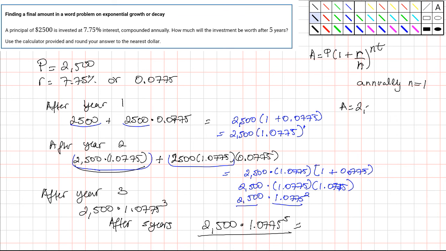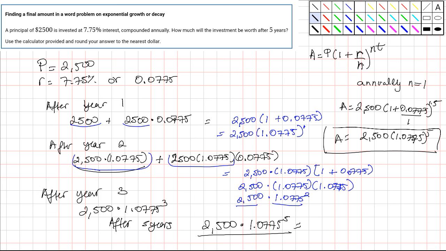So the principal is $2,500 times 1 plus the rate, 0.0775, raised to the n times t, where n is 1 and t is 5 years, and we get 2,500 times 1.0775 raised to the 5th power. So you could use either equation. You could use the formula for compound interest, or if you remember the concept of exponential functions and exponential growth, then you could do it like this as well.